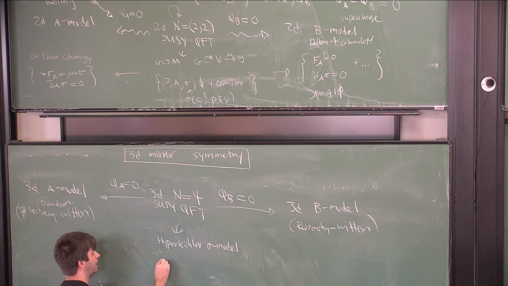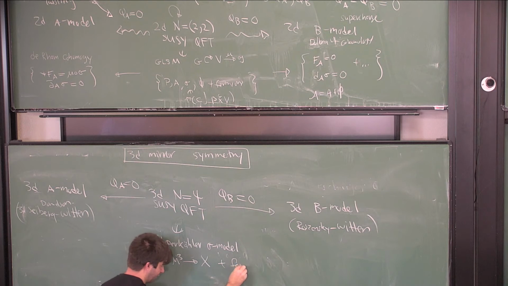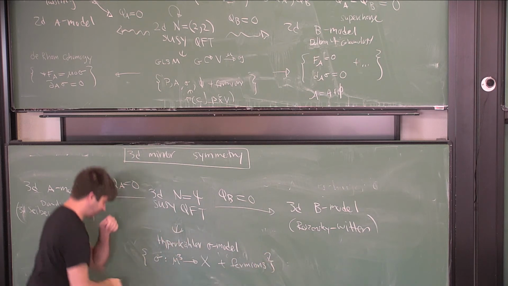So here, your fields are the following. I have just some sigma, which is a map from my 3-manifold into some hyperkähler manifold X, and then I have fermions, which I will never write for you.